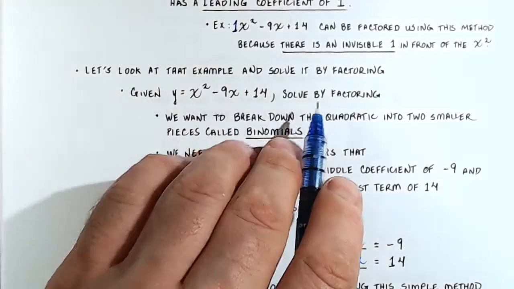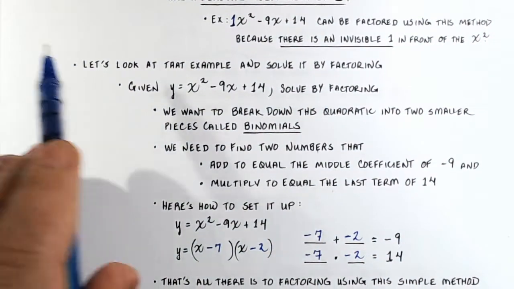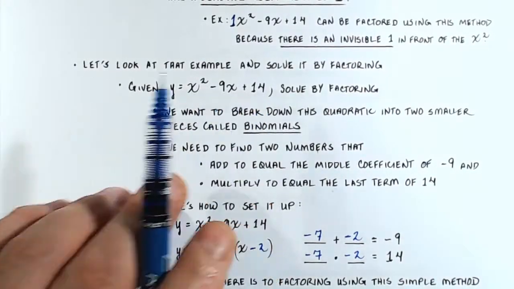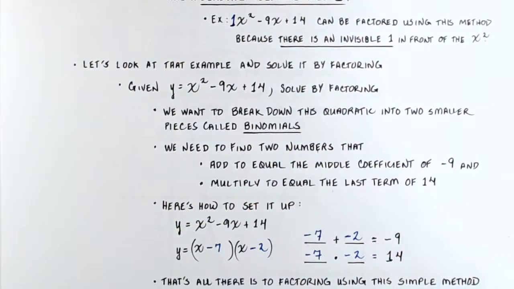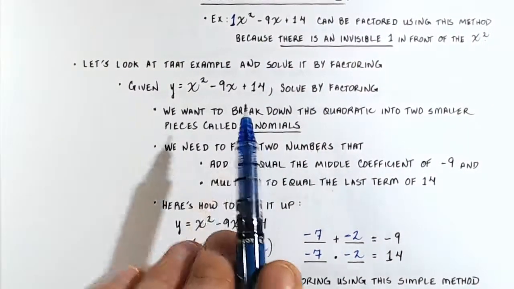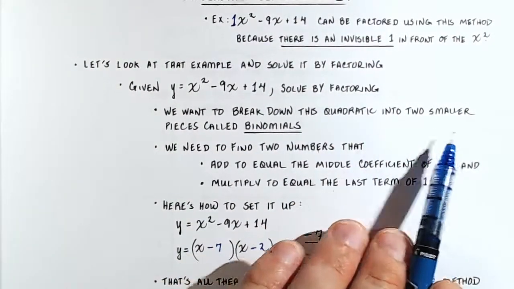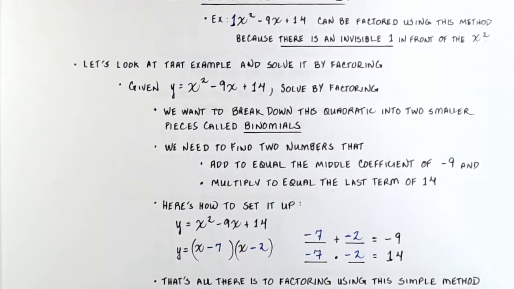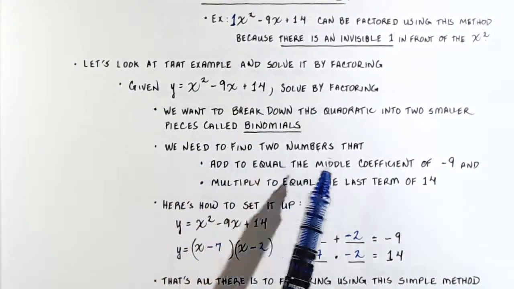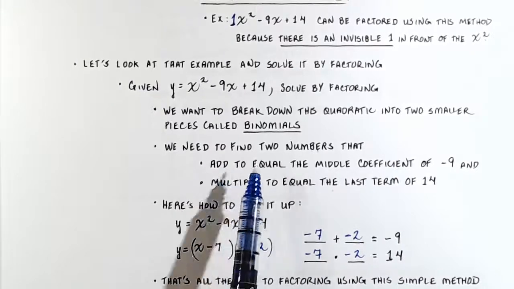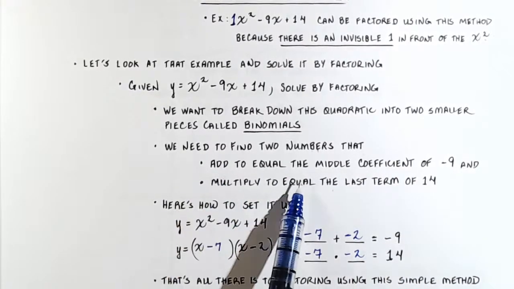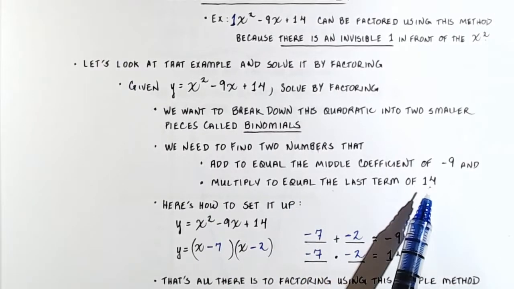Let's look at that example and solve it by factoring. Given y equals x squared minus 9x plus 14, solve by factoring. Now, what we want to do is break down this quadratic into two smaller pieces called binomials, because they have two parts. So we need to find two numbers that add to equal the middle coefficient of -9 and multiply to equal the last term of 14.